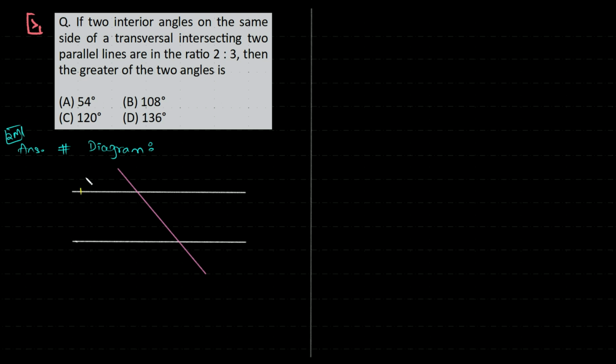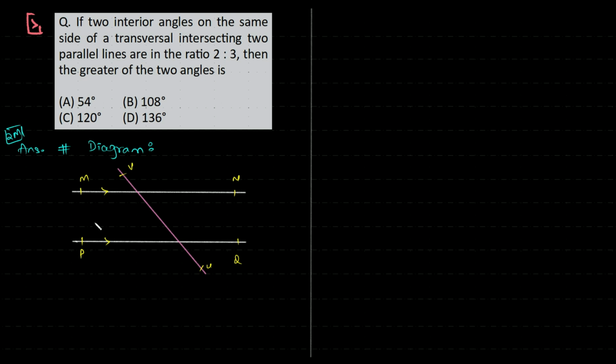Okay, so we have M and N, PQ, and T or UV or something, whatever you guys want to call this. Now, what is it that we have? We have two parallel lines and we have a transversal line. This you guys know. Let's read the question again.